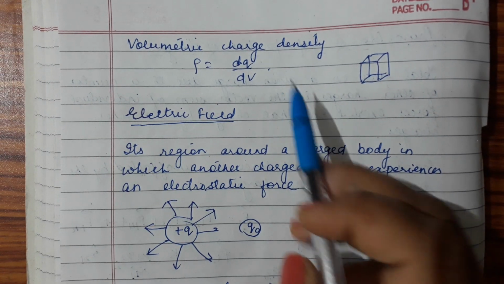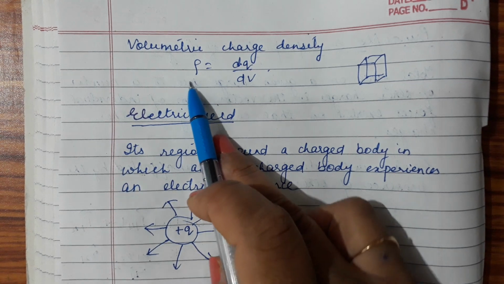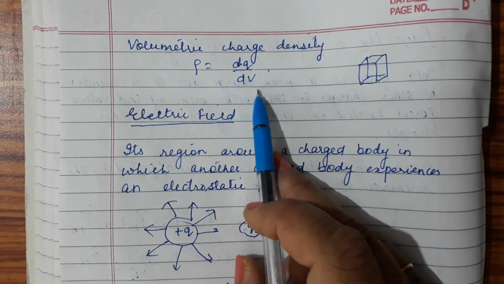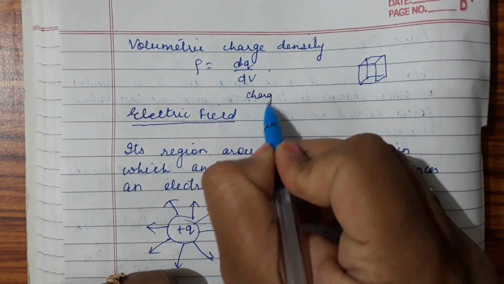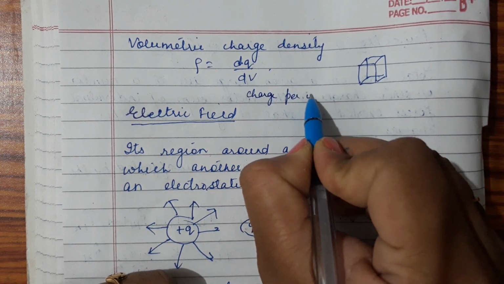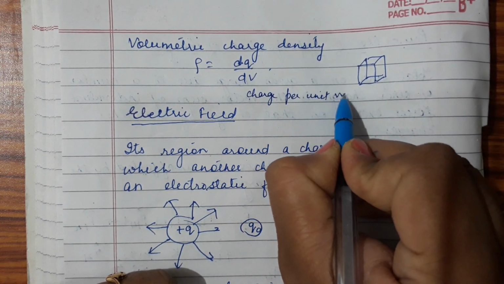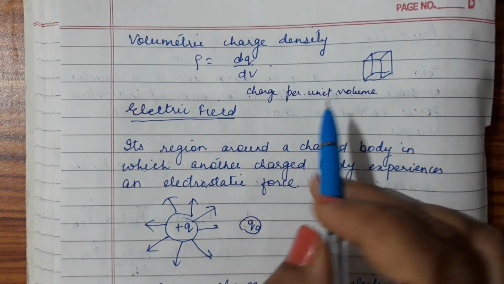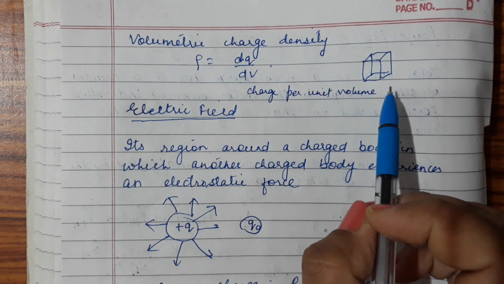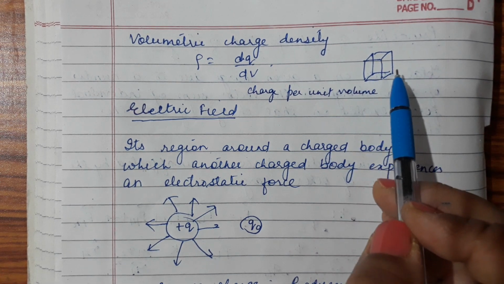Next is volumetric charge density. It is denoted by rho, which equals dq upon dv, that is, charge per unit volume. And it is used to study the volumetric charge density, just like in a cube, etc.